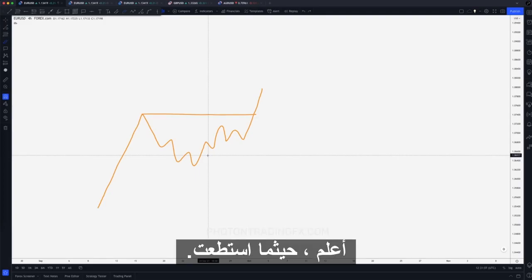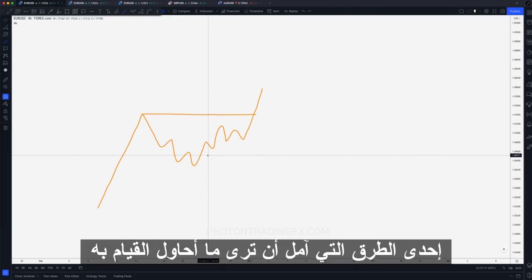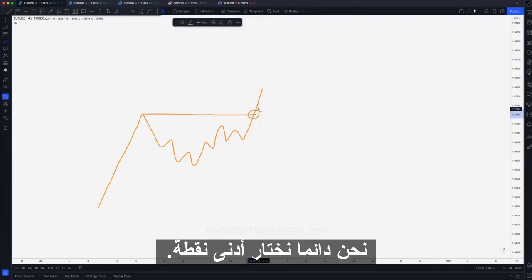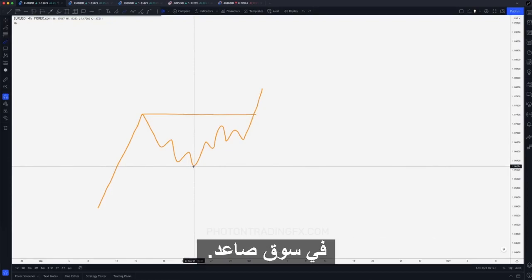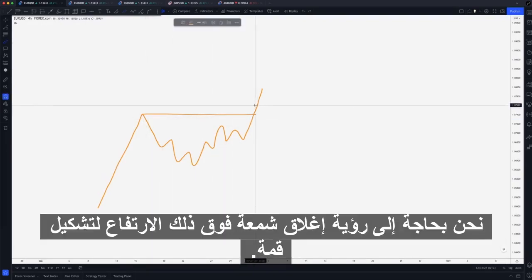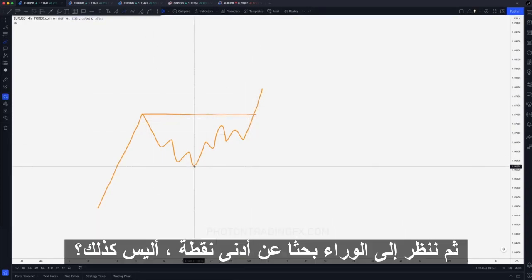wherever I can. With swing structure, one of the ways in which hopefully you can see I've tried to do that is, when we get a break of structure here, we always pick the lowest point. That's a mechanical way of finding out where your higher low is in a bullish market. Because only once this high here is broken, for swing structure, we need to see a candle closure above that high to form a high. Then we look back for the lowest point.